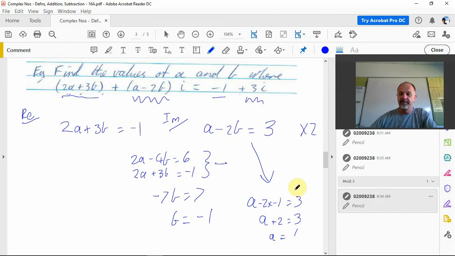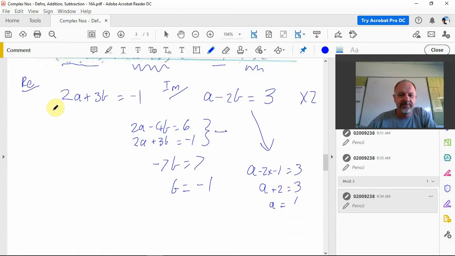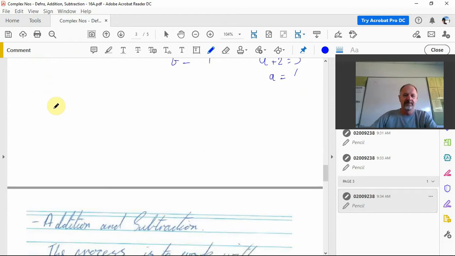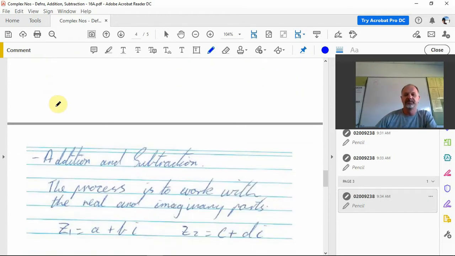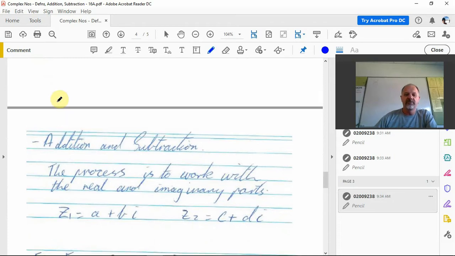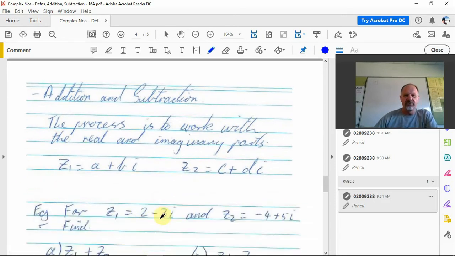All right, so that's a little bit of an introduction. Now, what can we do with complex numbers? Well, we should be able to do the same things with complex numbers as we do with all numbers. Add them, subtract them, multiply them, divide them, etc. Graph them, all those kinds of things. So let's start with addition and subtraction. So the process is that we work with the real and the imaginary parts.